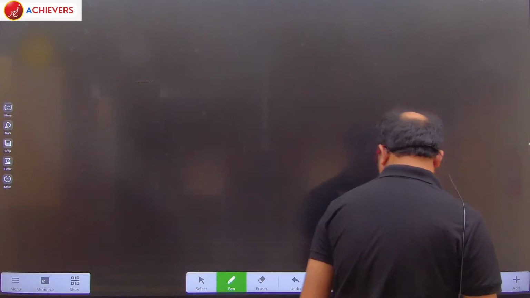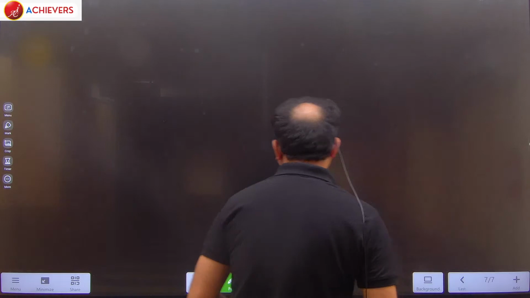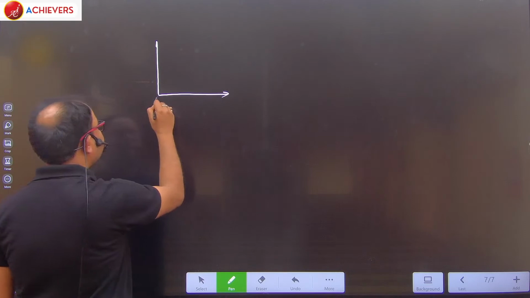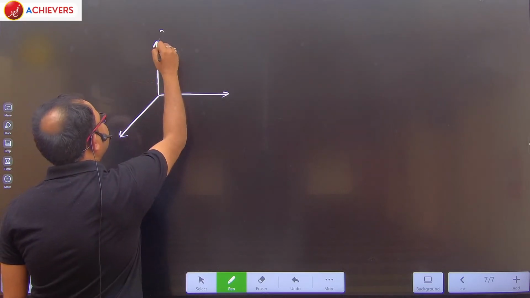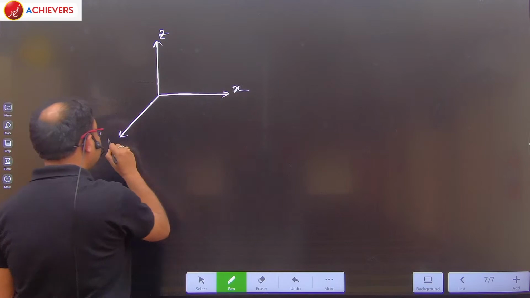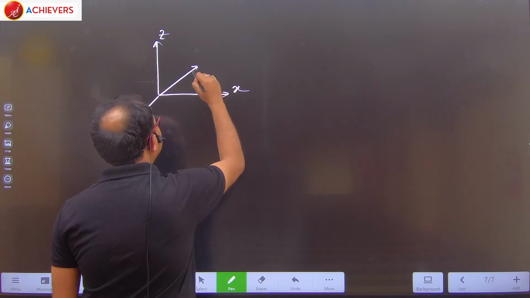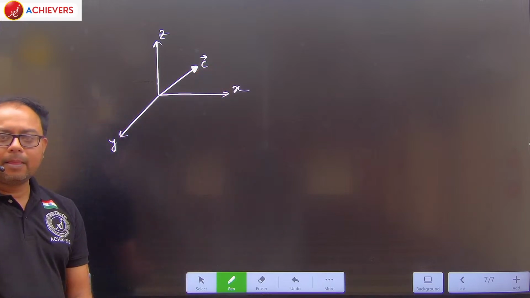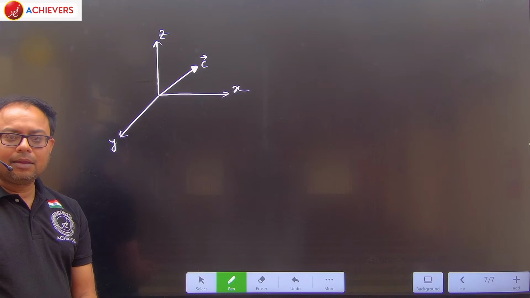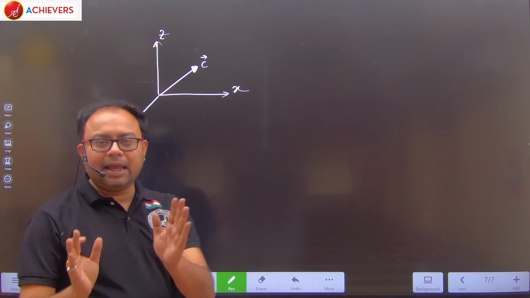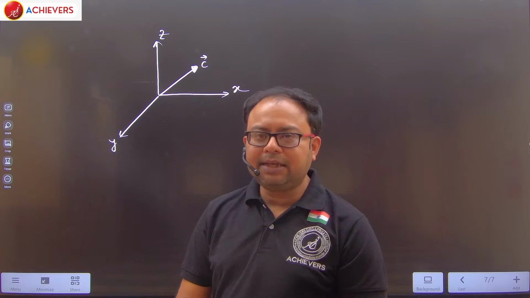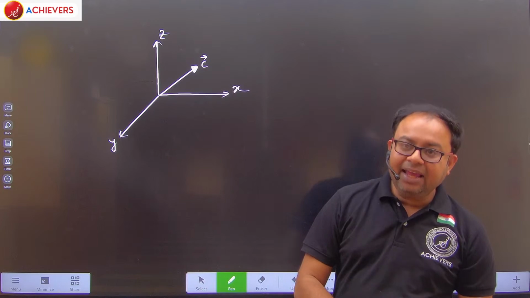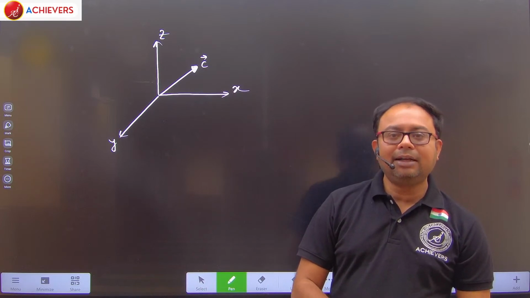Now, if we draw the vector model, then if this be the z-axis, this is the x-axis, and this is the y-axis, this is basically the direction of the velocity c. So we'll have the component of c along x-axis. The component of c along x-axis is u. The component of c along y-axis is v, and that along z-axis is w.